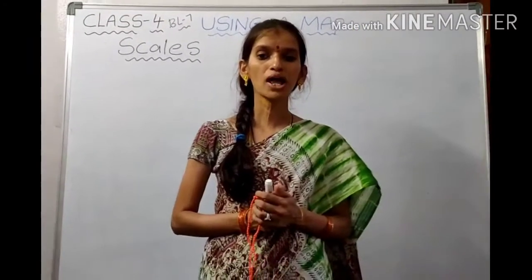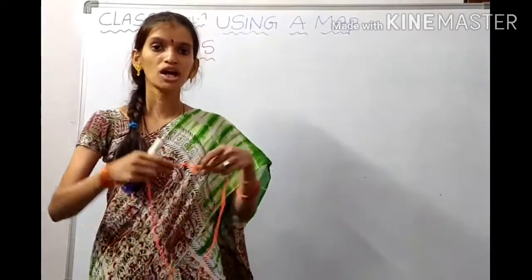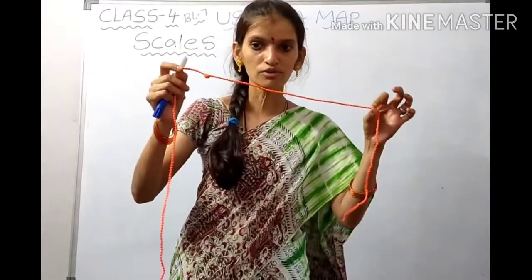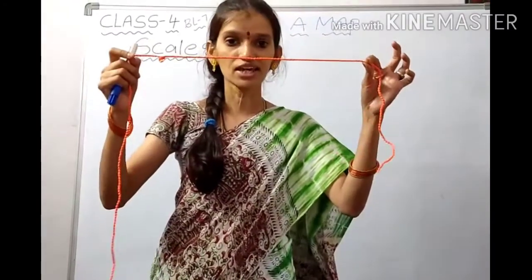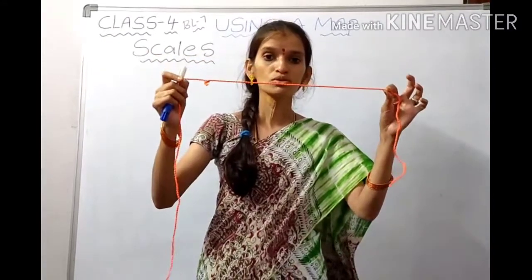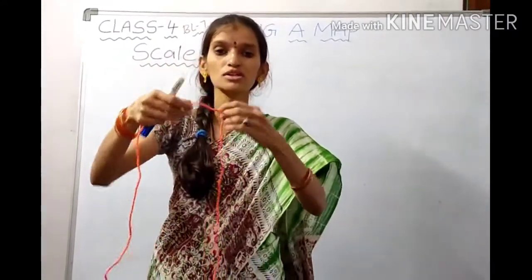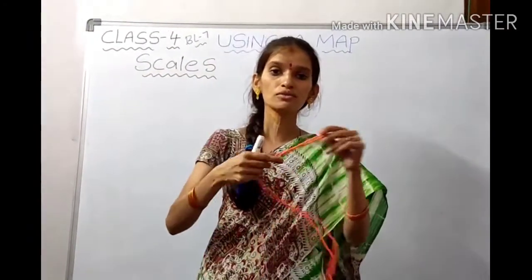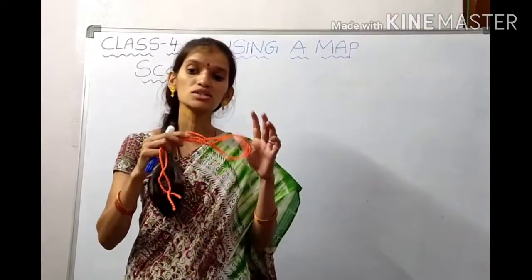How did you draw the blackboard on your notebook, children? Yes, we have used a thread to scale down. What have you taken? This thread as a scale to size down the blackboard to fit on the paper. You just folded it 8 times and drew it on your paper. Like that we use a scale.